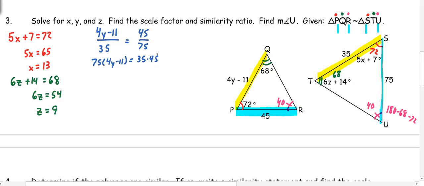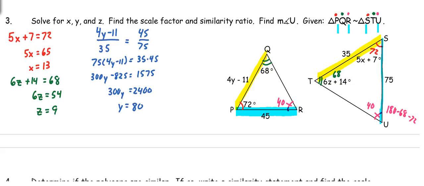So when I multiply, I get 300y minus 825 equals 1,575. I can add 825 to both sides. 300y equals 2,400. When we divide, we get y is 80.